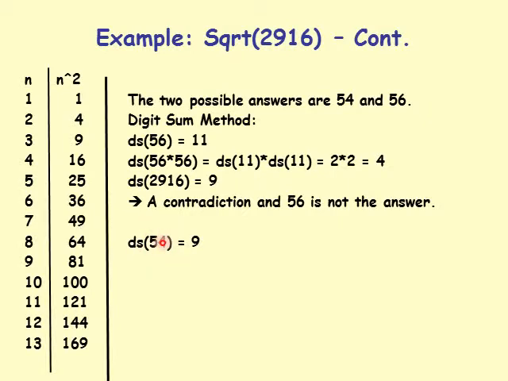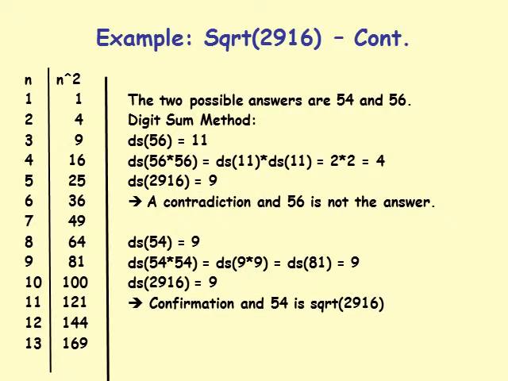54, digit sum of 54 is 9, and digit sum of 54 times 54 is also 9. So that's a confirmation here. So 54 is the answer. So digit sum of 2916 is also 9. So confirmation, and 54 is the square root of 2916. So we have confirmation of the digit sums.